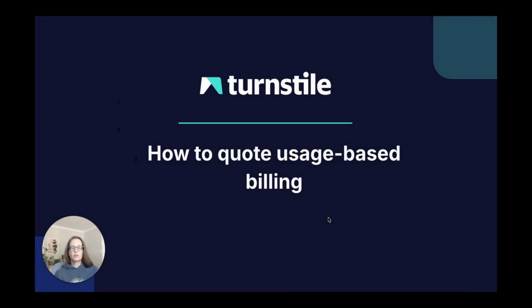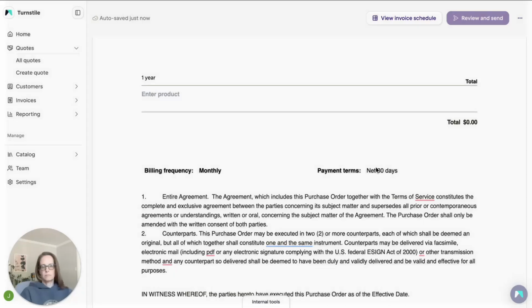If you sell a product where customers pay based on how much they use, such as API calls, messages, or data processed, you already know the challenge. Figuring out what to charge every month becomes its own manual project, separate from the contract you already negotiated. Turnstile has two pricing types built for exactly this: usage and committed usage. Let me show you how to set either one up directly on a quote.